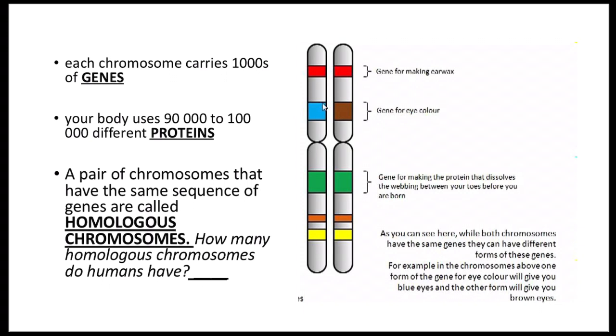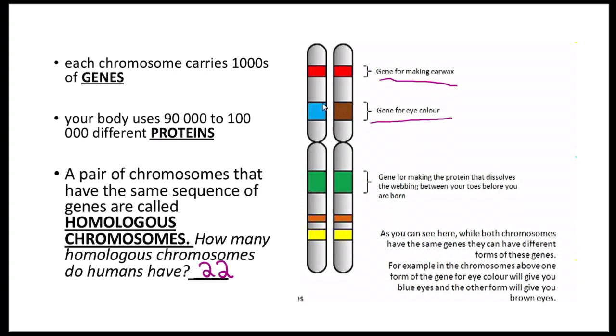So let's talk through this here. A pair of chromosomes that have the same sequence of genes is called homologous chromosomes, just as a reminder. So how many homologous chromosomes do humans have? We have 22. And the 23rd one is not homologous, they're different. Let's go through each of the genes here. Our first gene is a gene for making earwax, shown in red. And then we have a gene for eye color below.